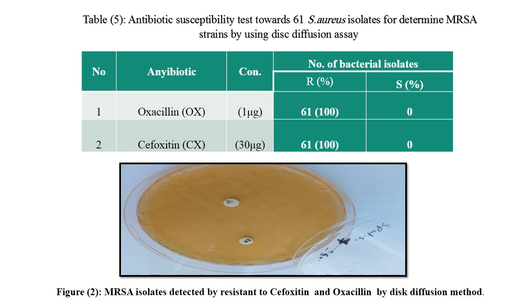Table 5 showed the antibiotic susceptibility test of the 61 Staphylococcus aureus isolates using the disc diffusion assay. We showed high resistance of these isolates, recorded at 100% for both the oxacillin and cefoxitin antibiotic discs, which identifies them as MRSA isolates, as shown in this figure on Mueller-Hinton agar.